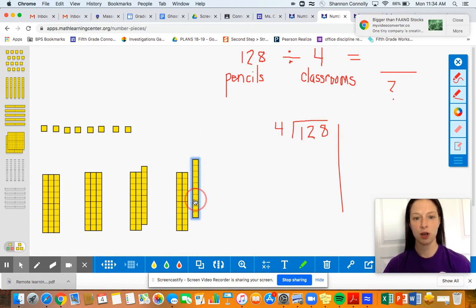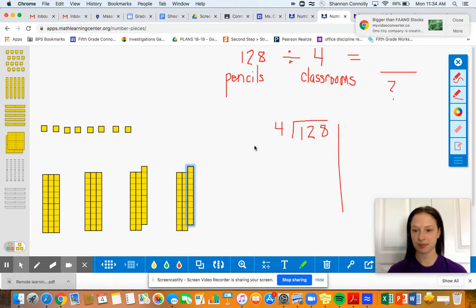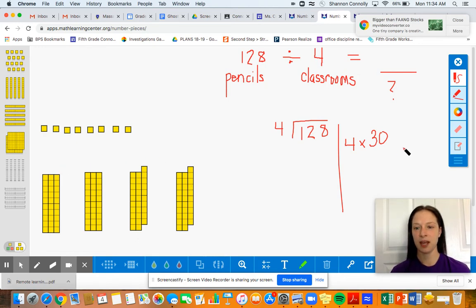All right, so what happened here? Well, I did do 4 groups of 10 at a time, but if I was thinking about it, I noticed that I could distribute 30 pencils to each classroom all at once. Do you see the 4 groups of 30? And how many pencils would that be? Let's double check. 30, 60, 90, 120. So we used 120 pencils all at once.